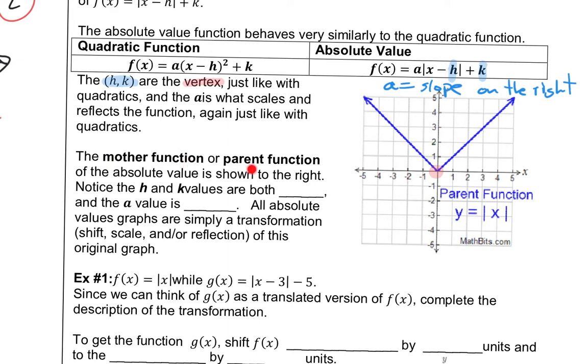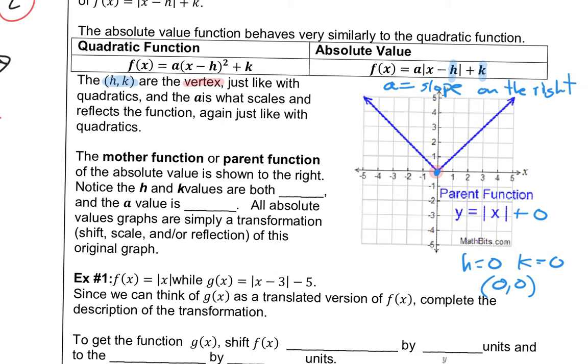Let's see. The mother function or parent function of the absolute value is shown to the right. Okay, so here's your basic parent function. It's just y equals the absolute value of x. There is no h inside there, so you could say that the h is 0. There is nothing being added out here, so you could say the k is 0, and so our vertex is at this point, 0, 0. Hey, look, that's what we got. The vertex is at 0, 0.